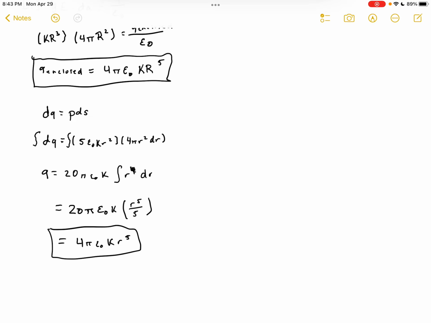This time it would be big R, so it'll be 4 pi epsilon naught k R to the fifth, which is the radius that they gave us for this problem.